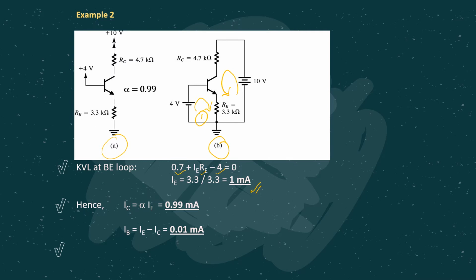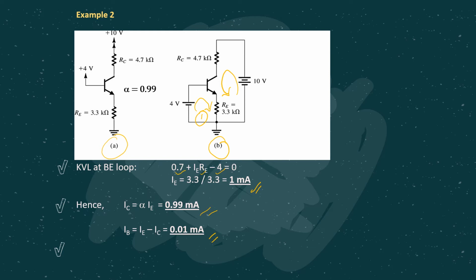Then from there we can actually find IC, which is given as alpha IE. Alright, then obviously since we know IE equals IB plus IC from KCL, from there we can actually calculate for IB.